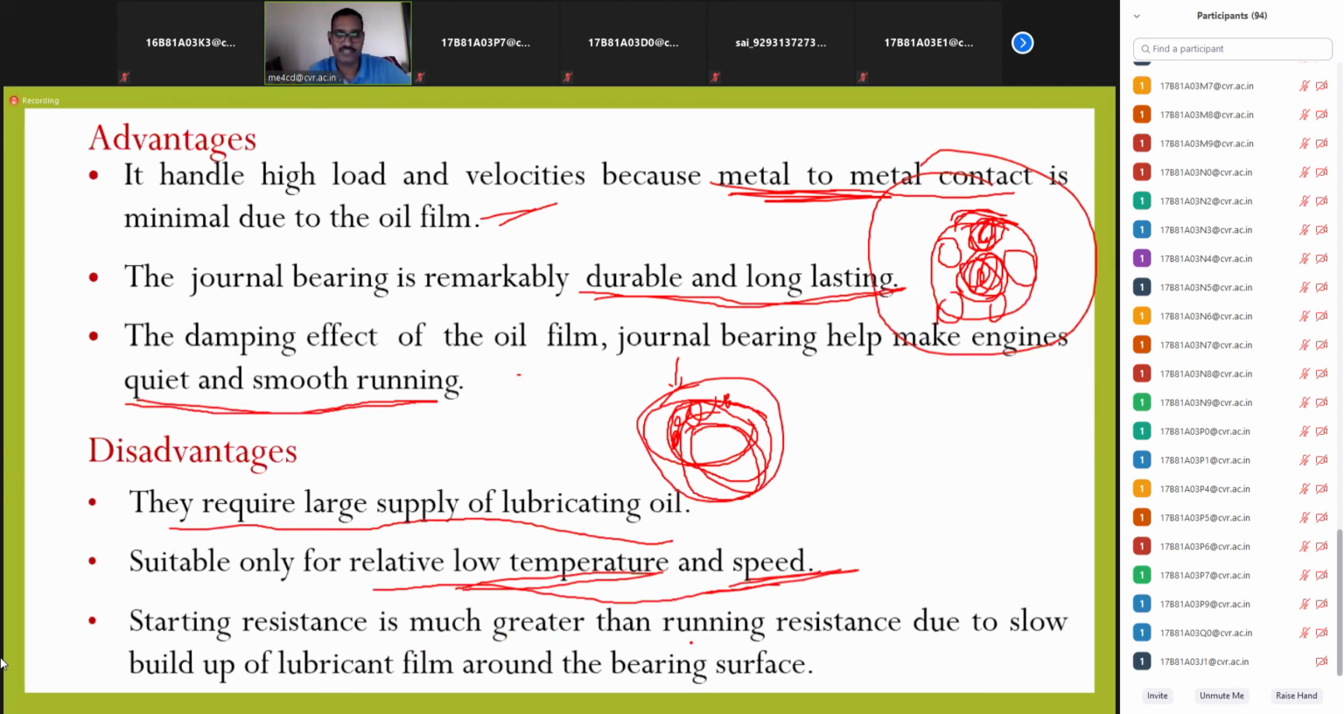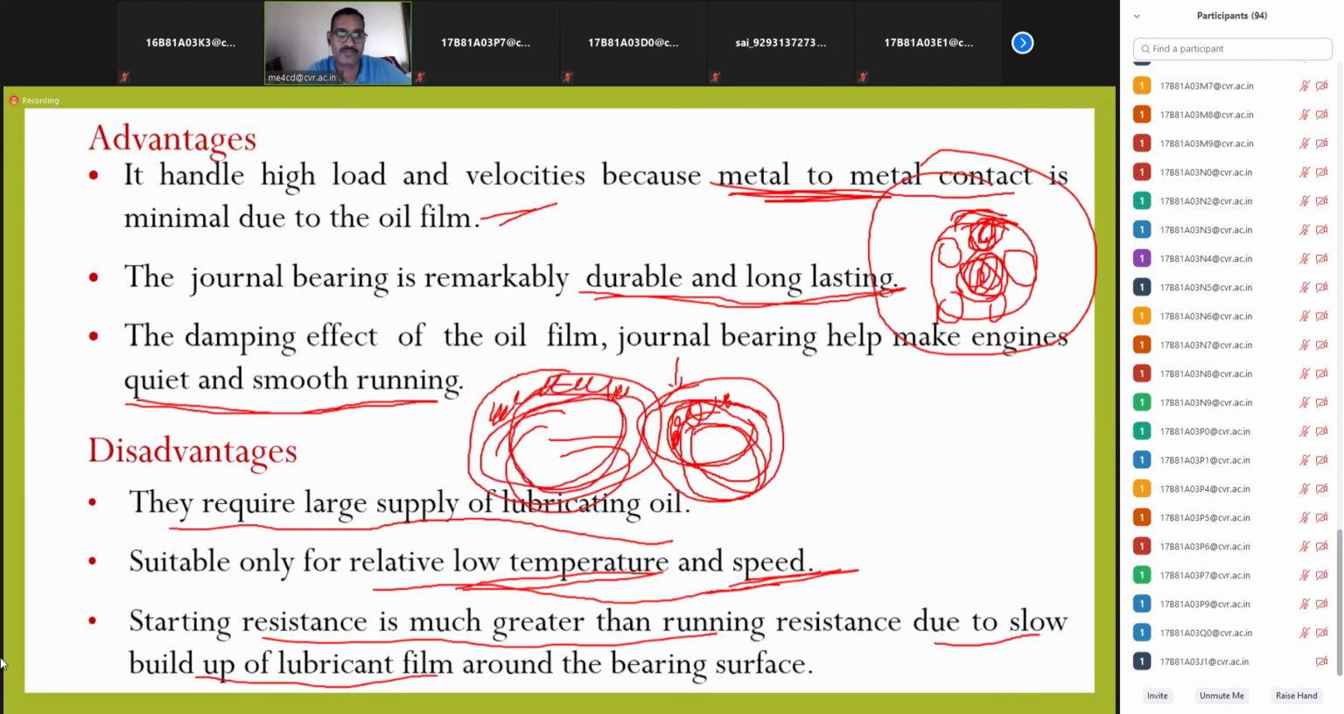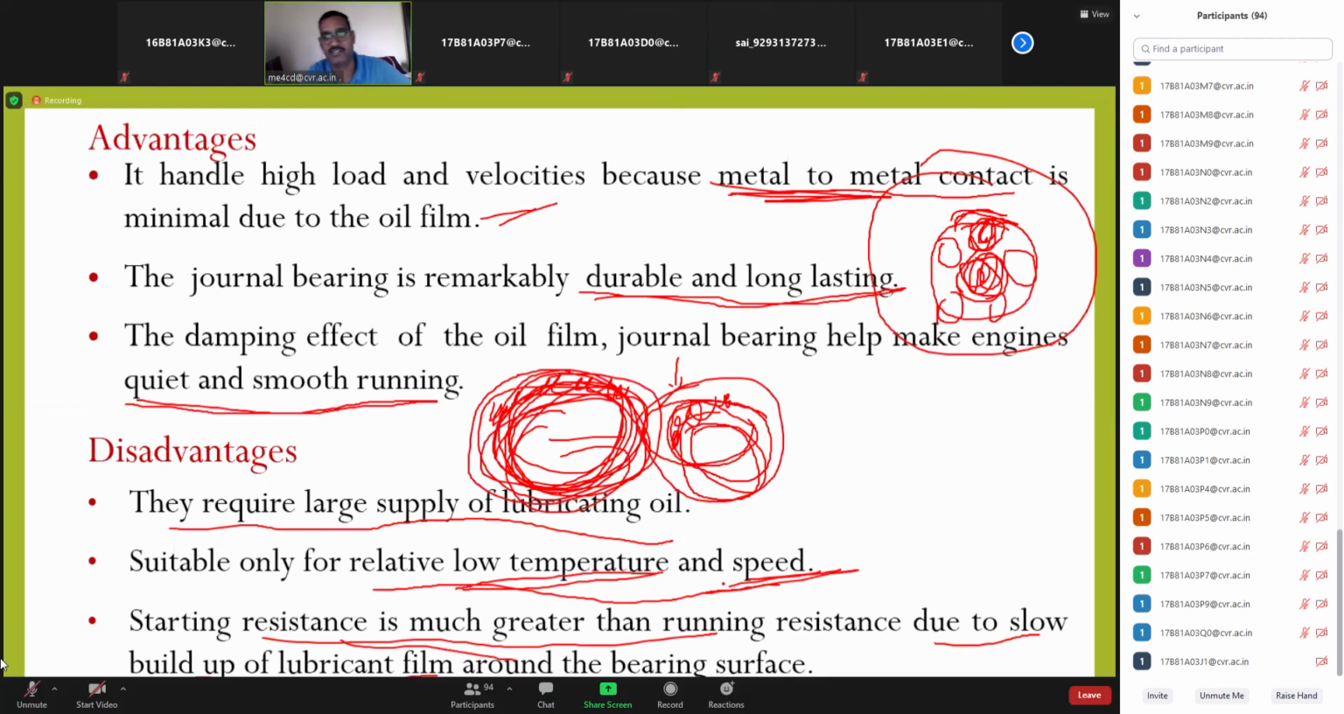So why is the resistance high here? Because of the slow buildup of the lubricant film, right? So the oil will be at rest. When we are rotating the shaft, it has to slowly build up the oil. So slowly, this will be starting. It will take the motion of the shaft, right? That is the reason the starting resistance or starting effort will be more when compared to the later running resistance.